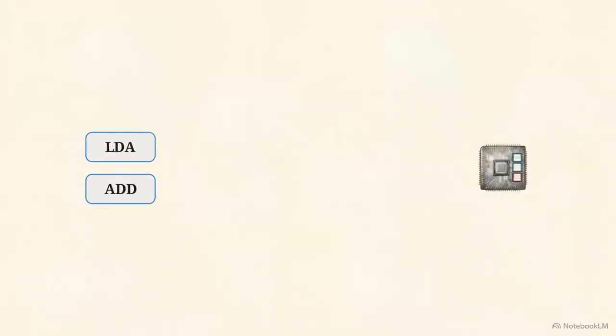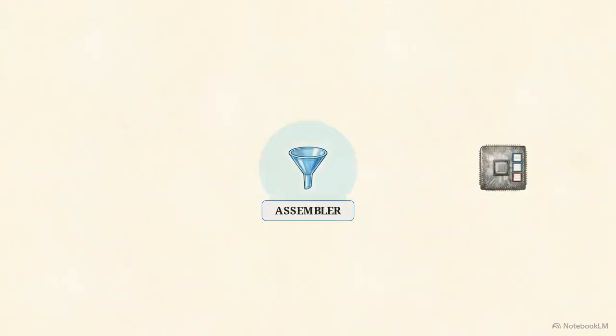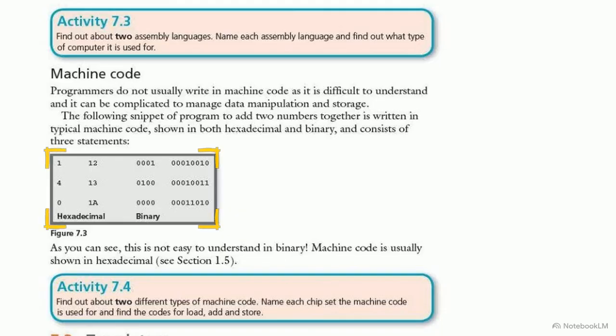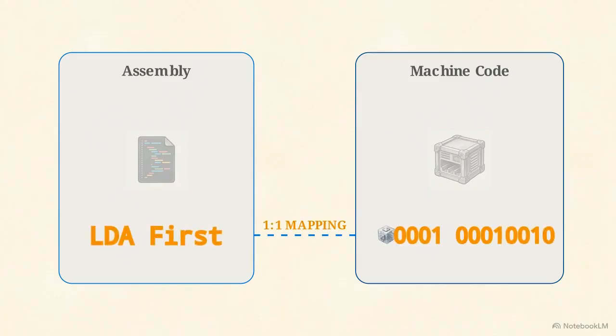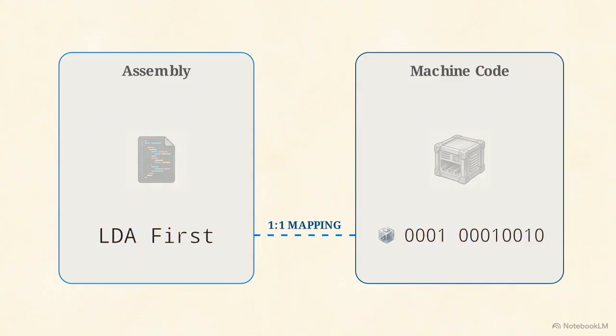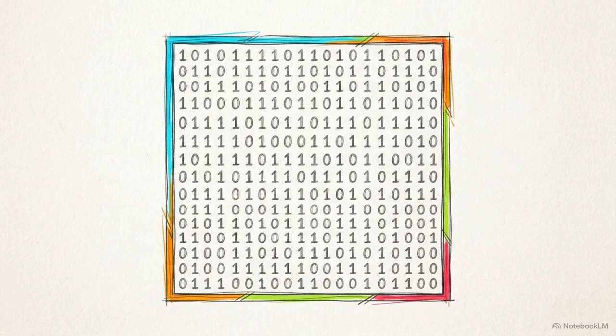But the processor still cannot read LDA or add. These mnemonics must be converted by a utility program called an assembler. This table illustrates the assembler's exact output. It translates the text instructions directly into the pure hexadecimal and binary machine code the processor demands. Notice the structural relationship here. One line of assembly code yields exactly one line of machine code. This one-to-one mapping produces incredibly fast, space-efficient software.